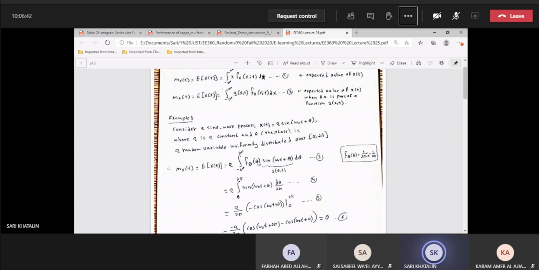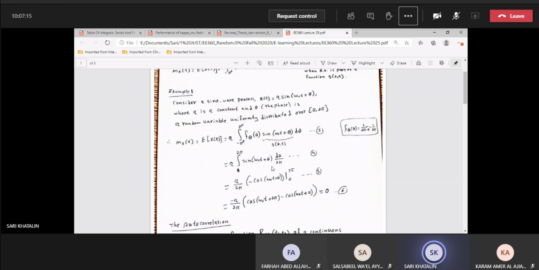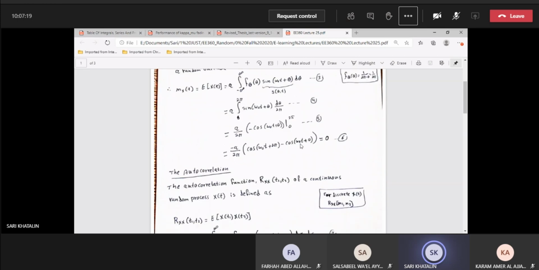Now we need to find the PDF for theta. Since it's given as uniformly distributed, if you go back to previous lectures, you can see that the PDF for theta in this case is 1 over 2 pi, because it's 1 divided by b minus a, where b is 2 pi and a is 0. After you plug in all the information, with the integration limited between 0 and 2 pi, you end up with equation 6. Obviously cosine of omega t plus 2 pi and cosine of omega t plus 0 are the same, so these cancel each other, and you end up with 0. So the mean in this case is 0.